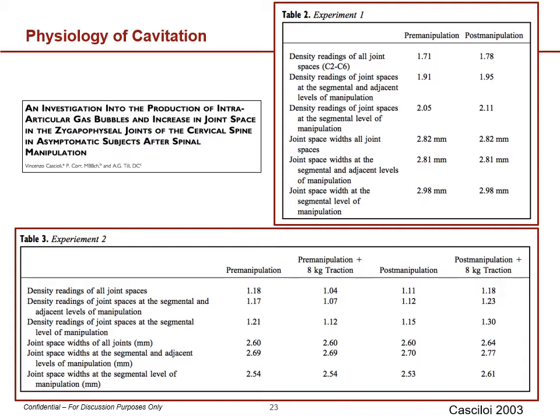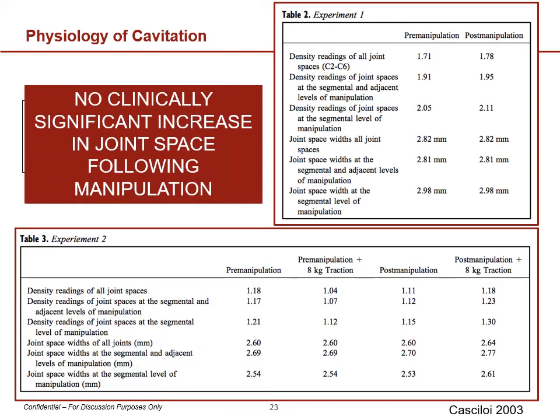This comes from Cascioli's publication in 2003, where he looked at the space created after a manipulation was completed at the spine. These are two of the tables, and if you look down the slide, you can see pre-manipulation versus post-manipulation, and there really isn't any significant difference in the two sides. So, again, no clinically significant increase in joint space following manipulation in the spine.